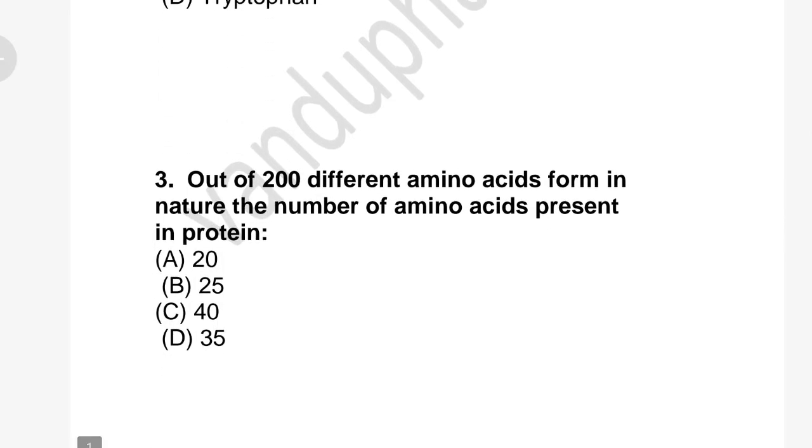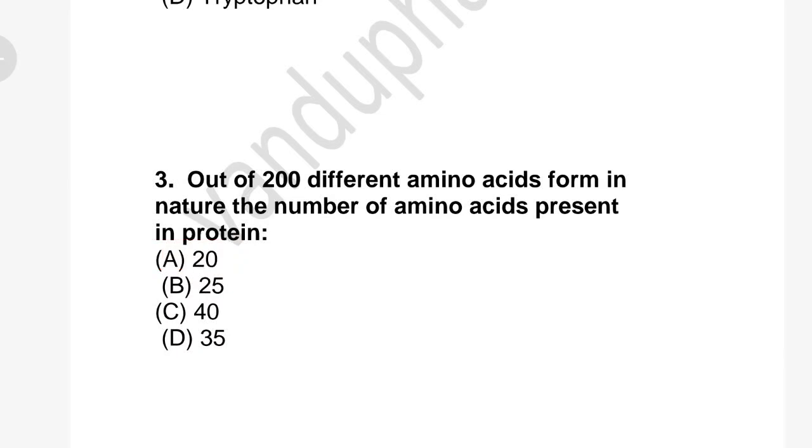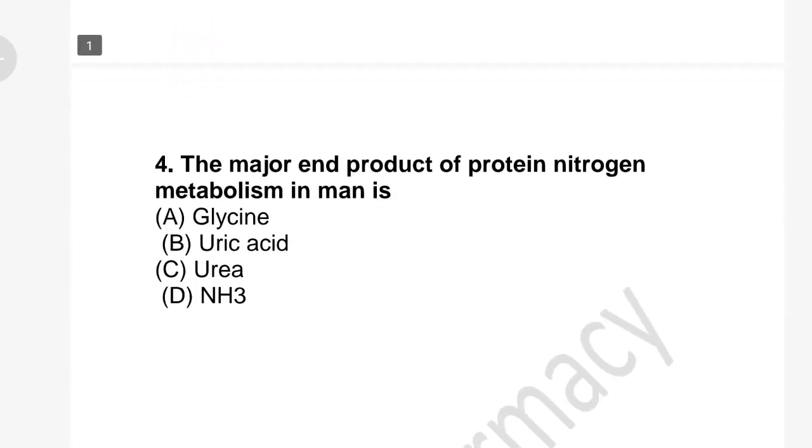Out of 200 different amino acids found in nature, the number of amino acids present in protein. Right answer is option A, 20. Out of 200 amino acids in nature, the number of amino acids present in protein is 20. Next question. The major end product of protein nitrogen metabolism in man is option A glycine, option B uric acid, option C urea, and option D NH3. Right answer is option C, urea.